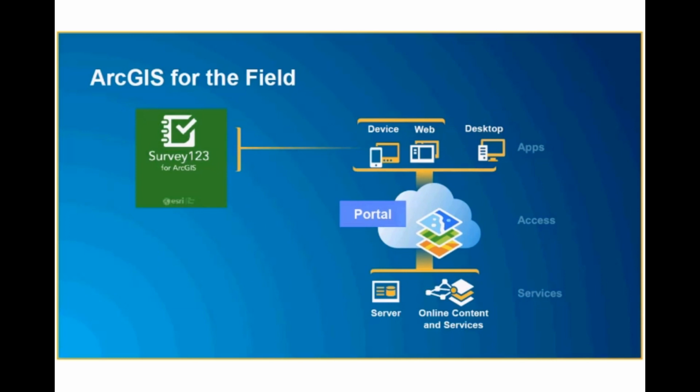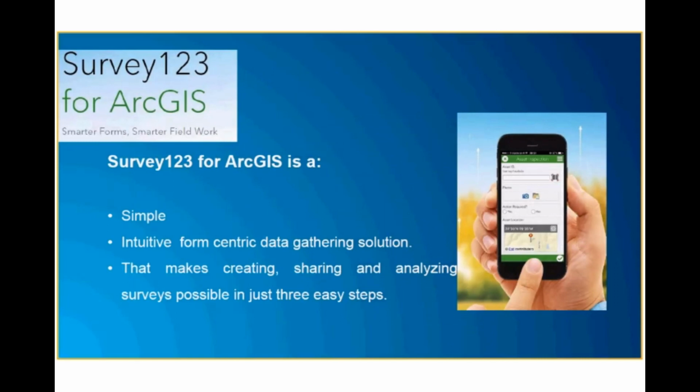So just to take you through the brief introduction to ArcGIS for the field and how it integrates with the ArcGIS platform. Survey 123 for ArcGIS is a field app which runs on device and the web. As you can see, it integrates well with the ArcGIS platform, which encompasses the portal, the server, and the online content. So in a nutshell, of the ArcGIS for the field apps, Survey 123 is one, and the Collector for ArcGIS is another app that we are also going to be taken through by James.